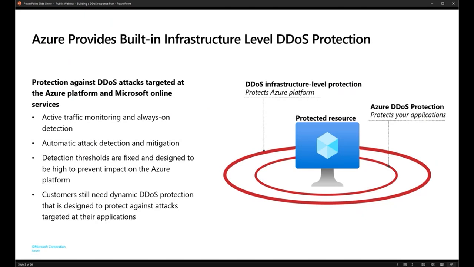And this is why customers also need Azure DDoS Protection, which is dynamic, and it's designed to protect against attacks targeted at your specific workloads and your applications. In an example like this, Azure DDoS Protection will have a specific threshold based on your traffic and the scaling out. So it can detect these types of attacks as well, and it can protect your specific applications and workloads.